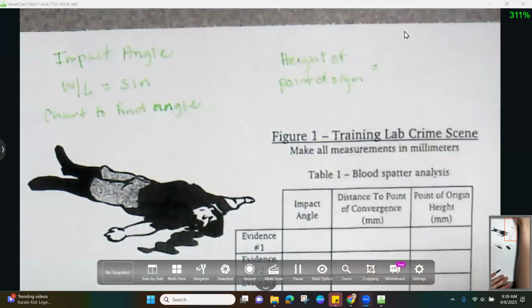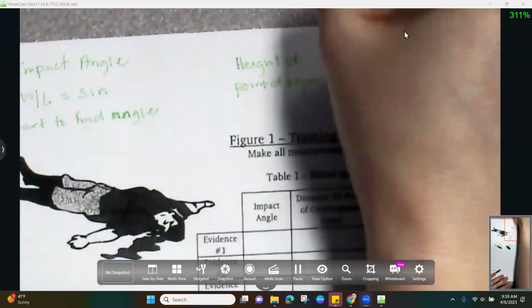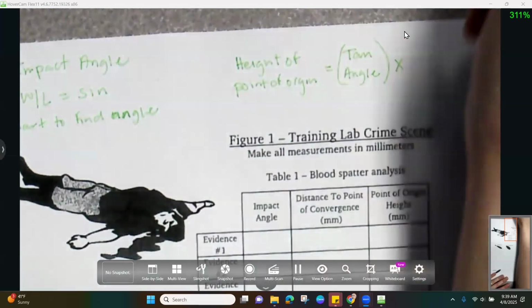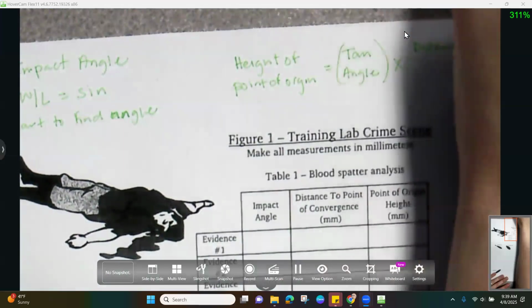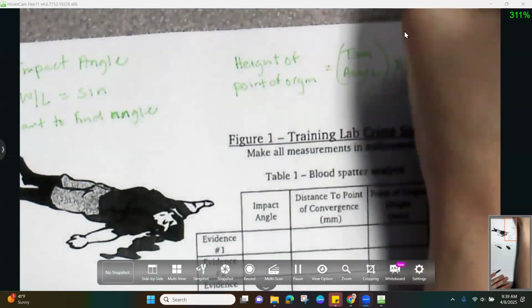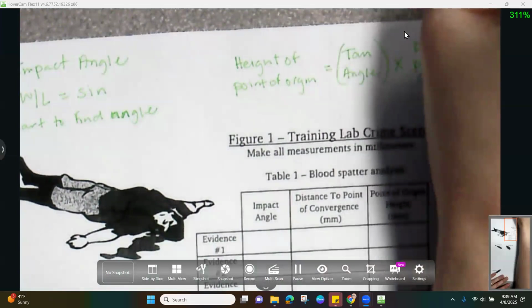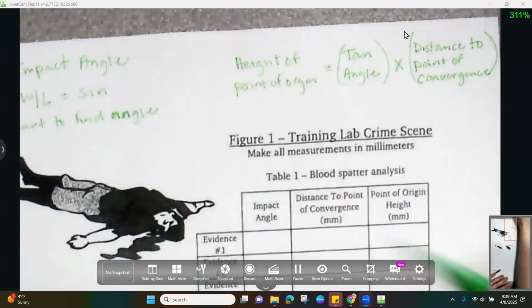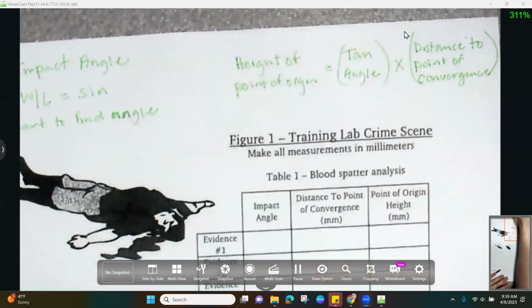To find the height of point of origin, you're going to do the tangent of the angle, which is off of your chart, times the distance to point of convergence, which you will measure from the picture. So we're going to come back to this equation in just a second.